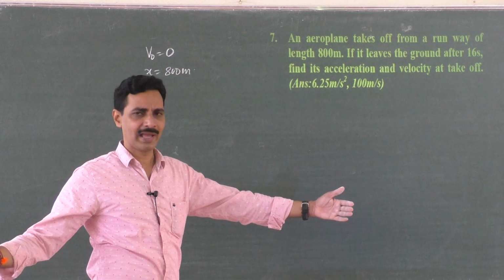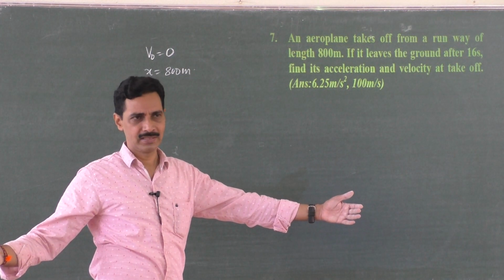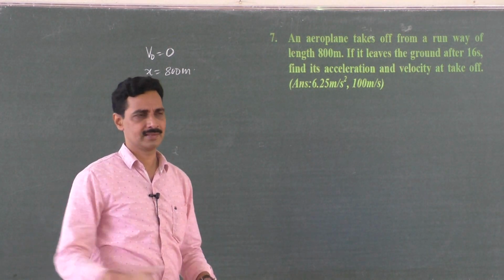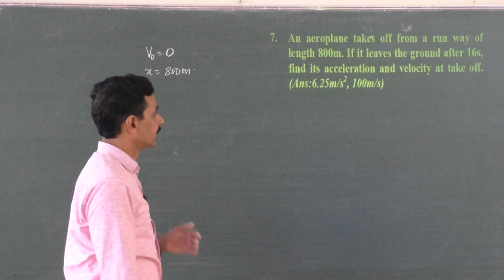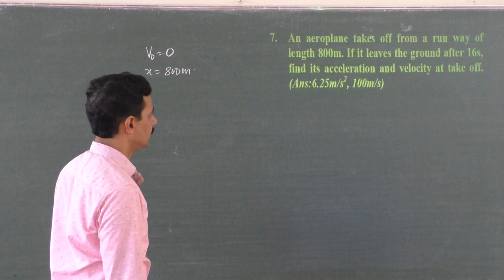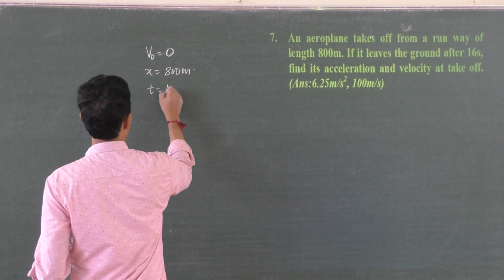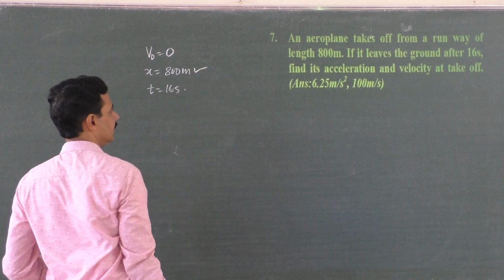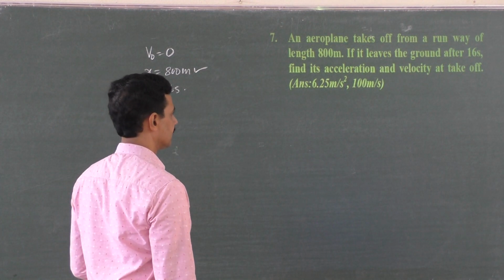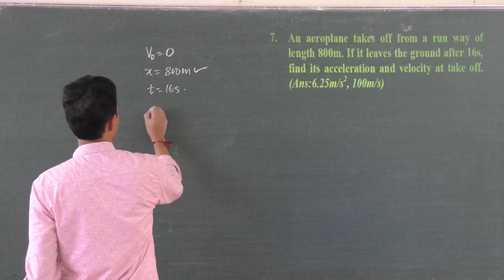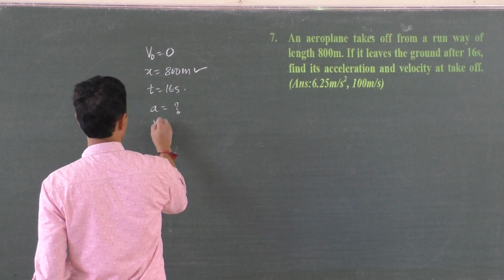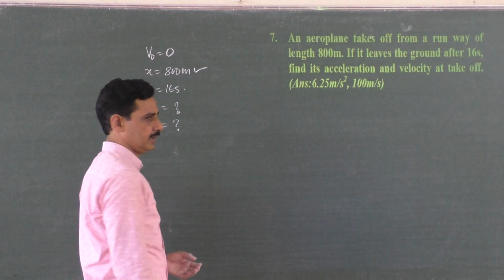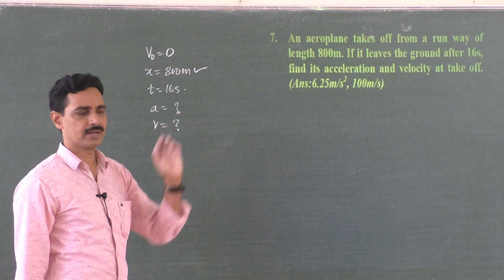Runway will have excess length so that it becomes easy when landing and taking off. If it leaves the ground in 16 seconds, let's say it uses the full 800 meters. After 16 seconds, find the acceleration and the final velocity at takeoff.